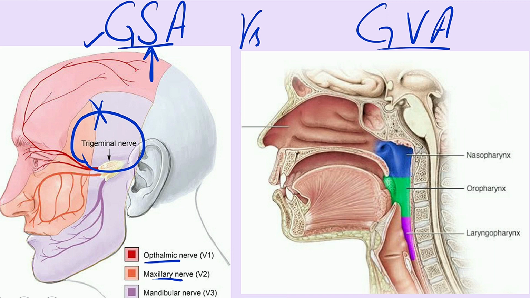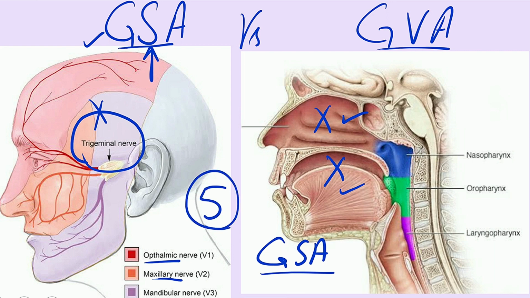But an important thing is that general somatic afferent sensations like heat, cold, touch, and pain are also present in the nasal cavity and the oral cavity. So we have general somatic afferent function in the nasal cavity as well as the oral cavity, and this function is performed by the same fifth cranial nerve, the trigeminal nerve. The general visceral afferent component starts at the level of the pharynx, that is the nasopharynx, oropharynx, and laryngopharynx. After this, the general visceral afferent component will continue into the trachea and the esophagus.